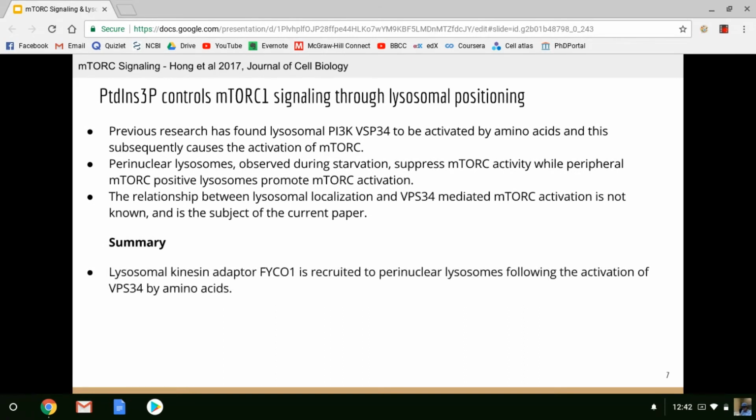First, a lysosomal bound kinesin adapter called FICO1 is recruited to perinuclear lysosomes following the activation of VPS34 by amino acids. So let's think about that sentence again. VPS34 is activated by amino acids, and this recruits FICO1 to lysosomes. And FICO1 functions as an adapter to kinesin, essentially attaching lysosomes to the kinesin motor protein, which you probably remember moves cargo to the plus end of microtubules, meaning this event would move lysosomes towards the periphery of the cell.